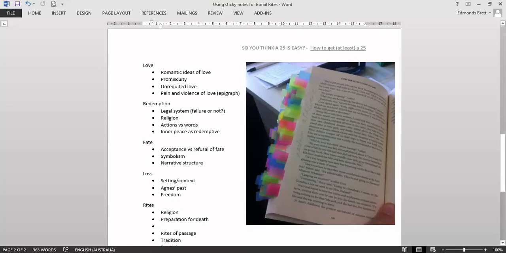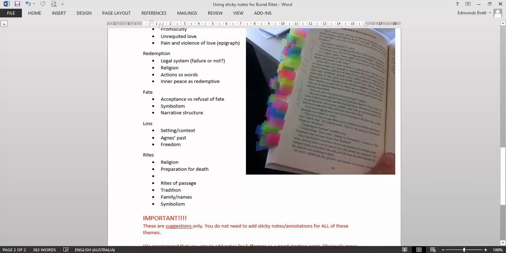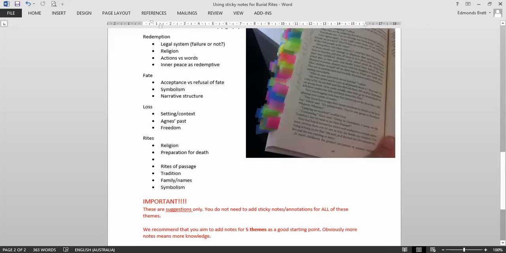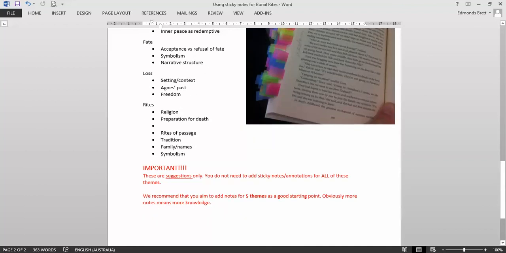Love being another theme. Now, unrequited love, it's a trope from classical literature, and basically it's the love that's unreturned or unfulfilled. Ideas of redemption. So does the legal system allow people a chance of redemption or not? Religion, actions versus the words we use, how do they work as redemptive? We've got ideas of fate, so the acceptance of fate versus the refusal of it, the symbolism of fate and how the narrative structure presents and constructs it. Ideas of loss, ideas of rights, and a massive typo there.